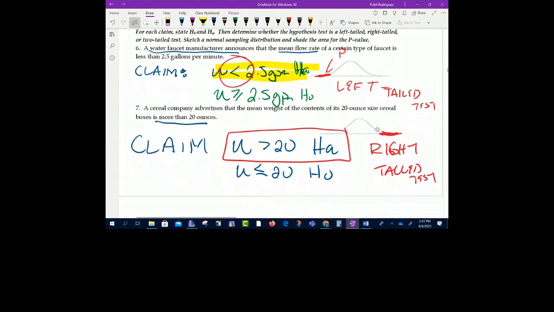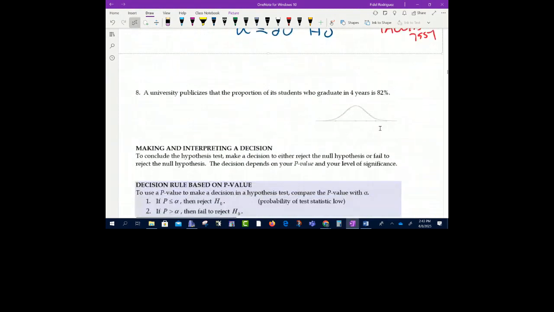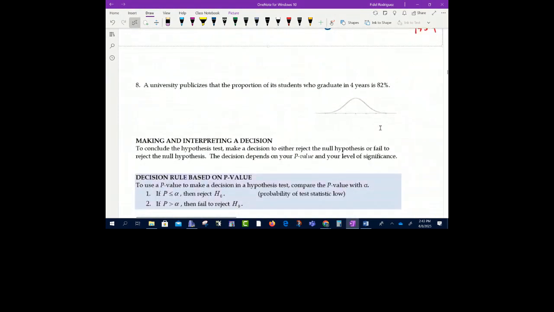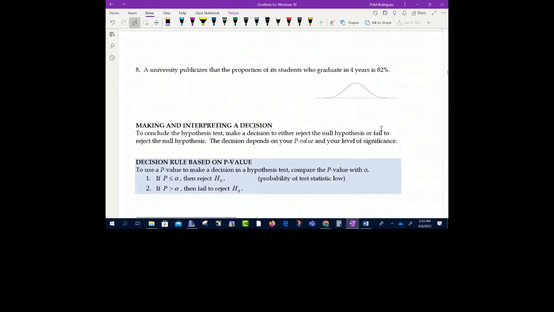Now, I'm going to scroll down a little further, y'all, and we're going to look at this next piece right here. It says, a university publicizes that the proportion of its students who graduate in 4 years is 82%. Okay. So I'm going to write out my claim. My claim is that my P is 0.82.